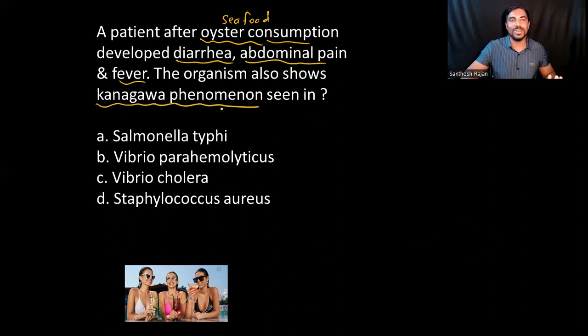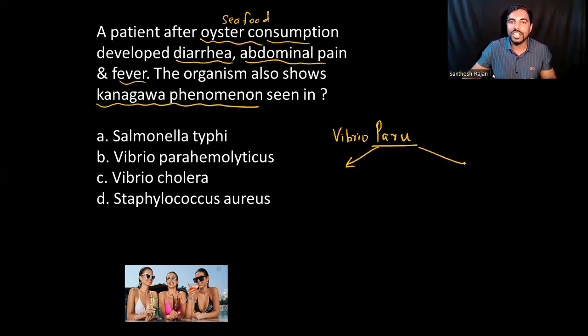So for Kanagawa phenomenon, I always say, there is one girl, we have a Paru. I told you to remember Paru. There is one Paru in parvovirus, the Choti Paru. There's one more Paru also, which I made up myself to remember. Her name is Vibrio Paru, parahemolyticus. She has two stories. She has two groups of friends.